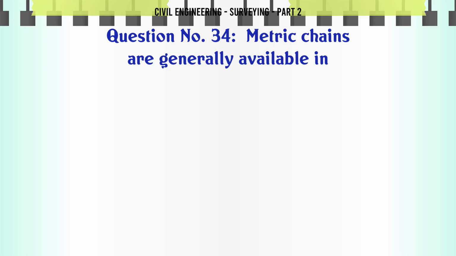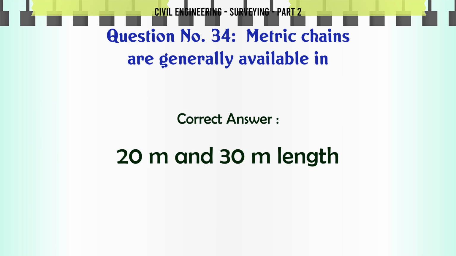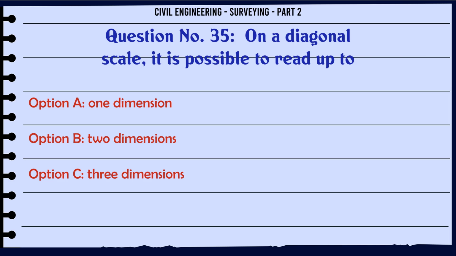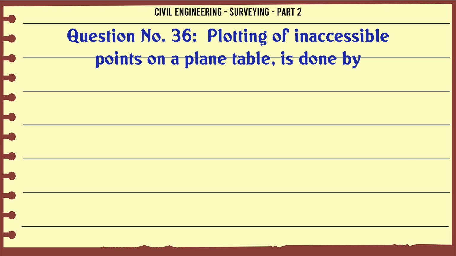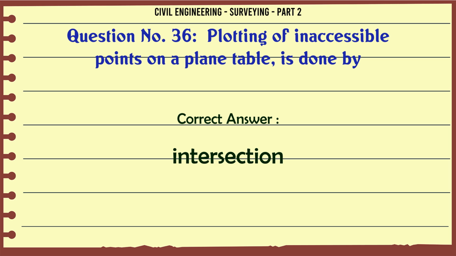Metric chains are generally available in A. 10 m and 20 m length, B. 15 m and 20 m length, C. 20 m and 30 m length, D. 25 m and 100 m length. The correct answer is 20 m and 30 m length. On a diagonal scale it is possible to read up to A. 1 dimension, B. 2 dimensions, C. 3 dimensions, D. 4 dimensions. The correct answer is 3 dimensions. Plotting of inaccessible points on a plane table is done by A. intersection, B. traversing, C. radiation, D. none of these. The correct answer is intersection.